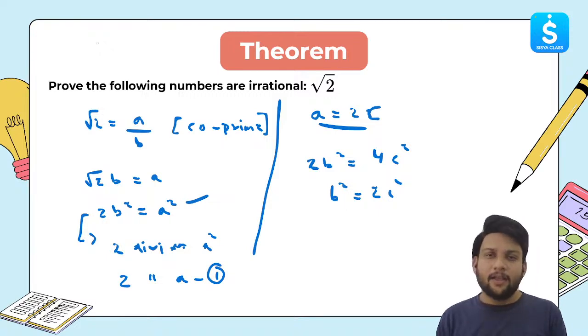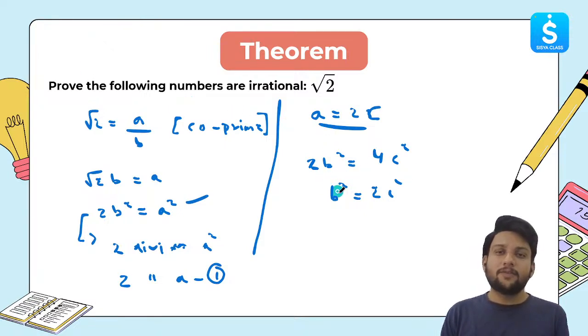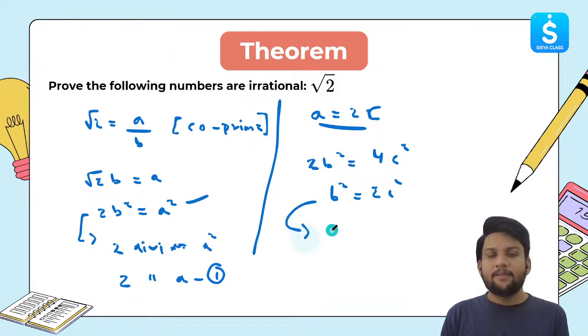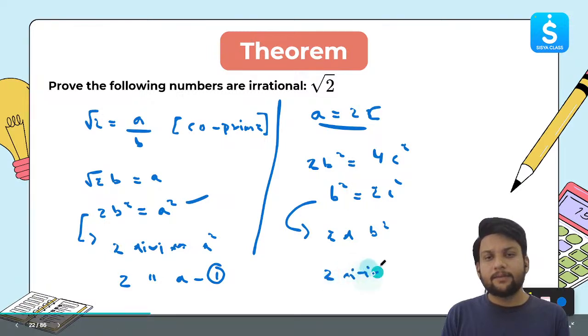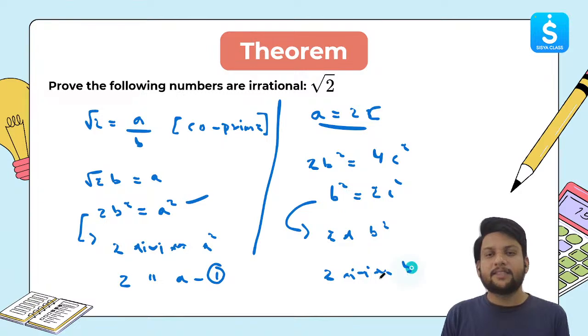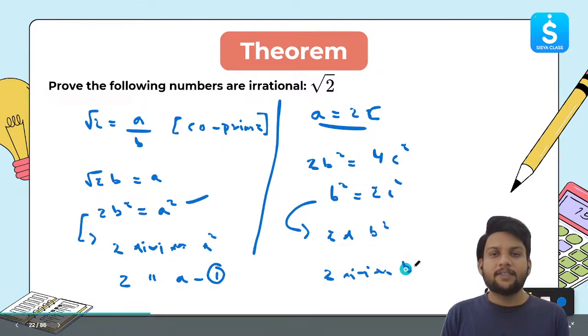Nothing to worry. Now, moving forward, I just wrote a equals 2c, so 2b square becomes 4c square, that is b square becomes 2c square. From this, again, what can I say? That 2 divides b squared. And again, going by theorem, if 2 divides b squared, then 2 will divide b as well. So here we have the second statement.